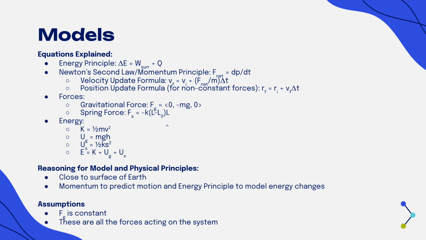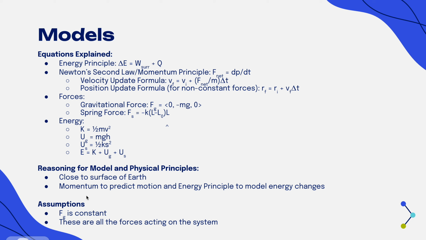So the first equation used was the energy principle, which says the change in energy is the work from the surroundings plus heat transferred from the surroundings to the system, or vice versa. And then Newton's second law, the momentum principle, is used to model the motion by considering all the forces that are shown below. And then there are also some equations describing the energy. The reason that we're using this is because we're close to the surface of the Earth, so we're using Fg equals mg, and gravitational energy is mgh.